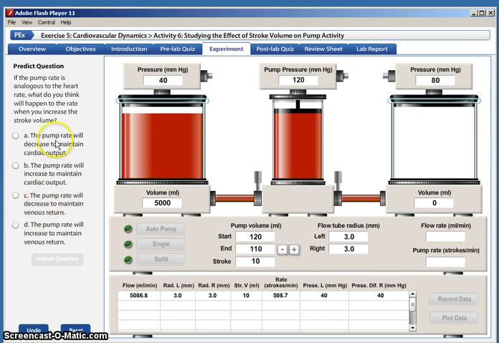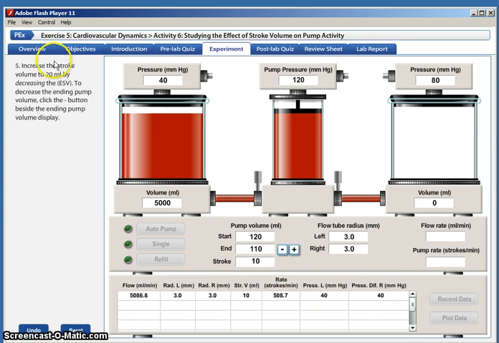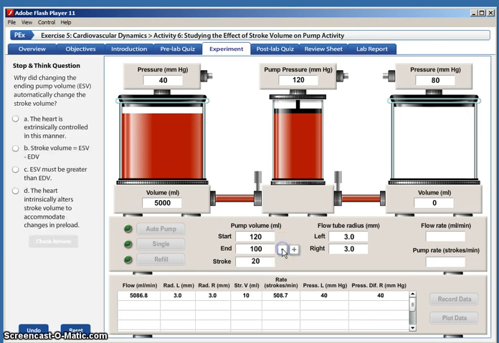And we don't care about venous return, so really the pump rate will decrease. All right, submit. Increase it by 20 by decreasing that. There we go. Why did this change? And again, stroke volume equals, no, that's wrong. ESV must be greater than EDV. No, those two are absolutely wrong. The heart intrinsically alters stroke volume to accommodate changes in preload. We'll go with that one.